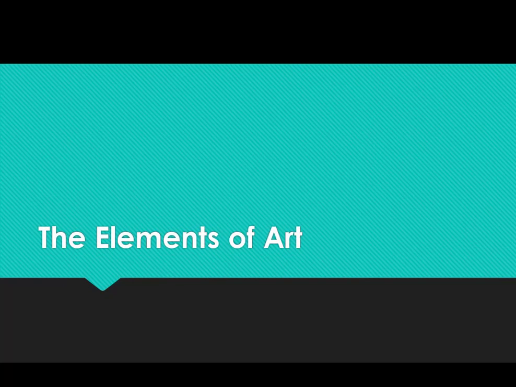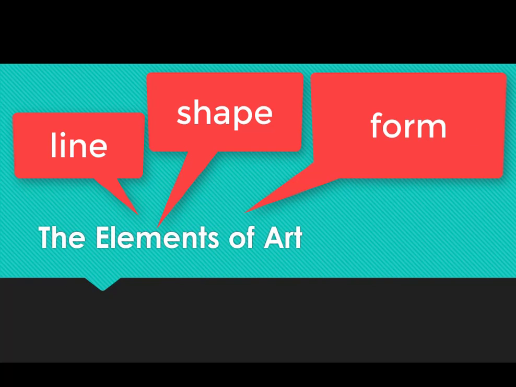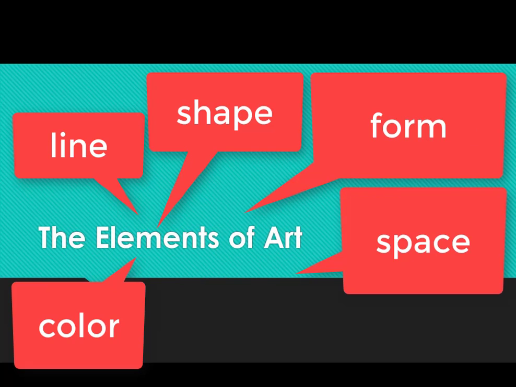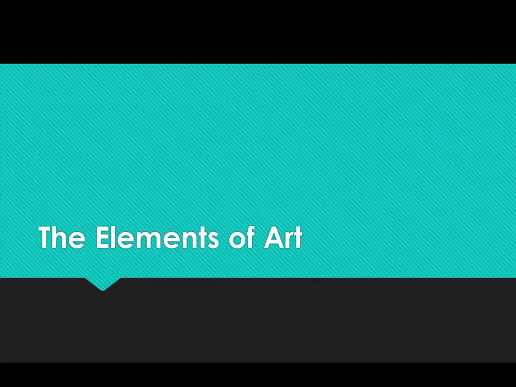In this video, we will discuss elements of art as they apply to visual arts. The elements of art are line, shape, form, space, color, value, and texture. Every work of art has at least one of these elements, or may have many elements all working together. Artists use the elements of art as the building blocks for creating the composition of a work.